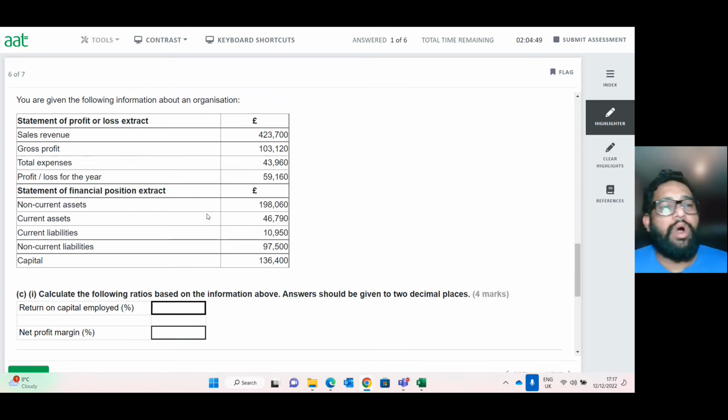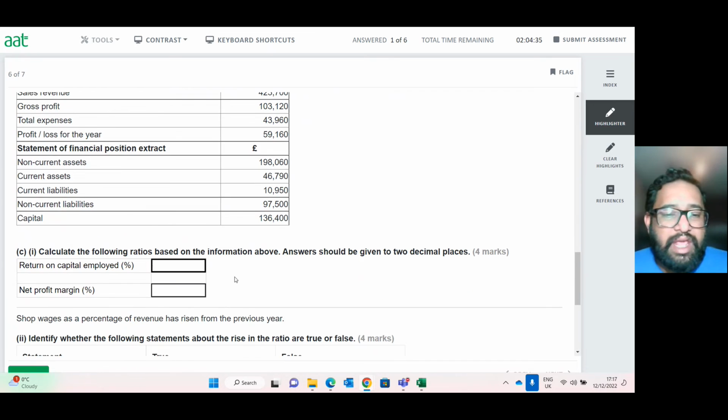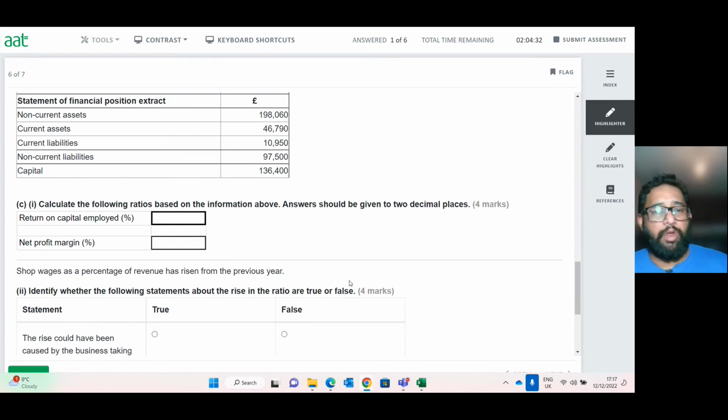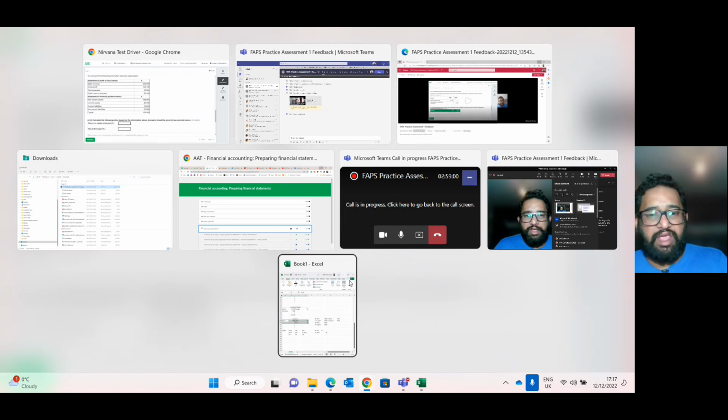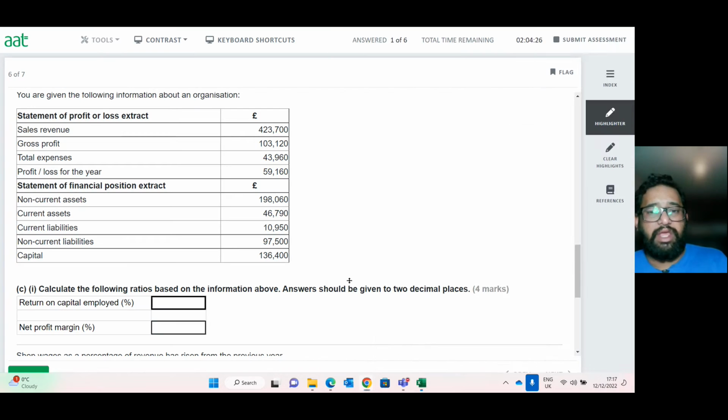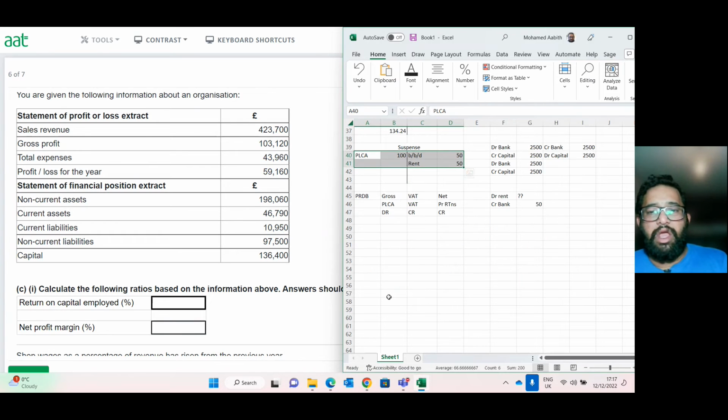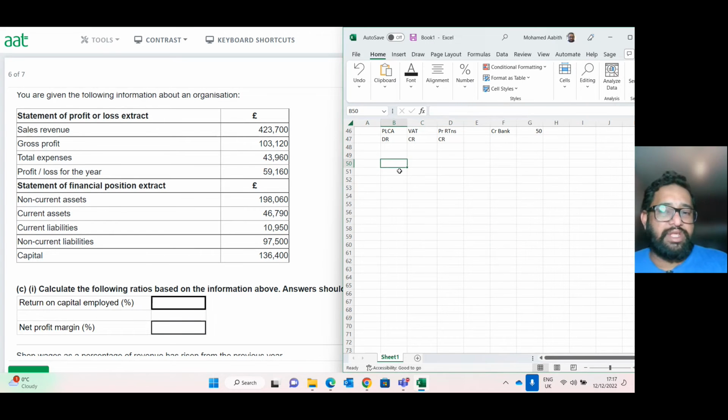You are given the following information about an organization, and they want you to find out potential ratios for these two examples. So they ask you to find the return on capital employed and the net profit margin. You may ask me, what is return on capital employed? So let's go into our trusted spreadsheet here. I'm going to be using that to understand what it is.